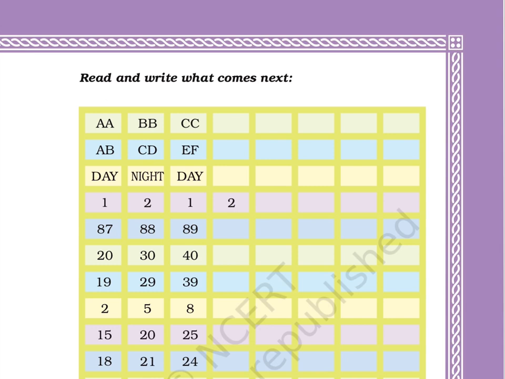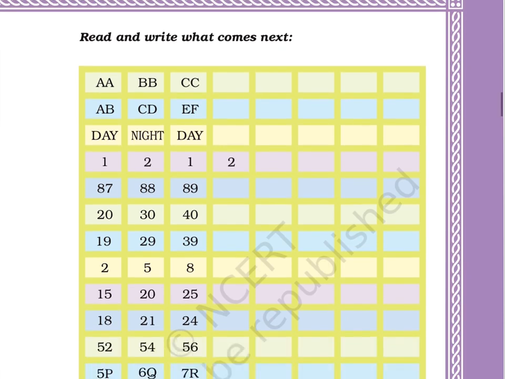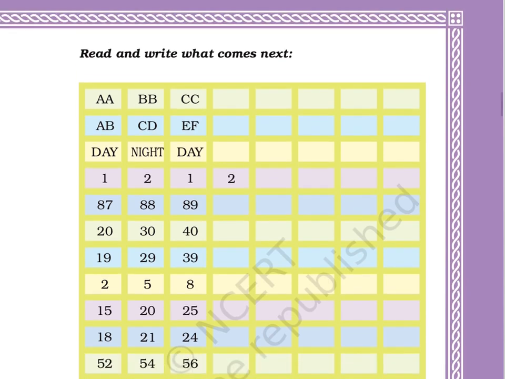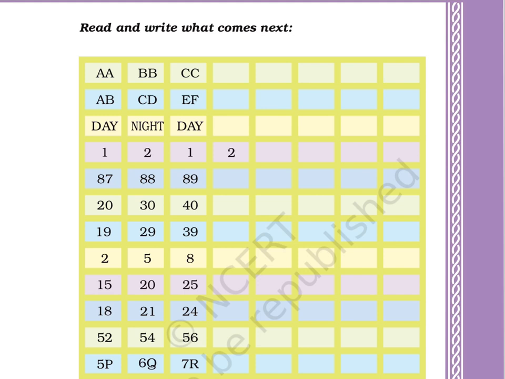Row 1. Box 1, capital A, A. Box 2, capital B, B. Box 3, capital C, C. Box 4, 5, 6, 7 and 8 are blank. Row 2. Box 1, capital AB. Box 2, capital CD. Box 3, capital EF. Box 4, 5, 6, 7 and 8 are blank.